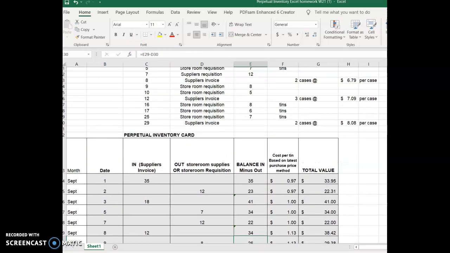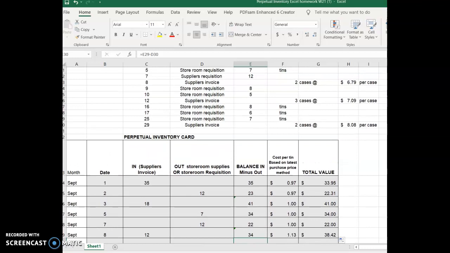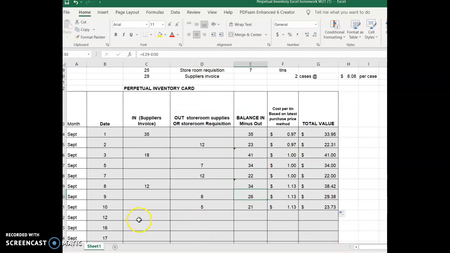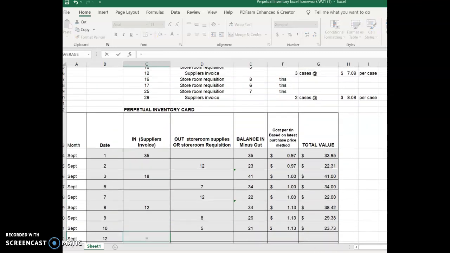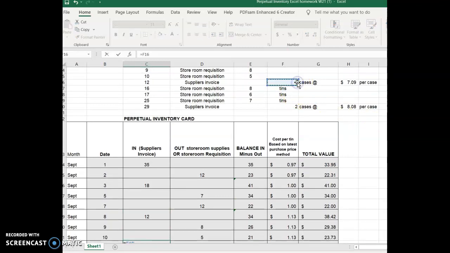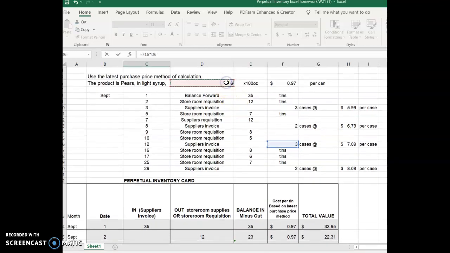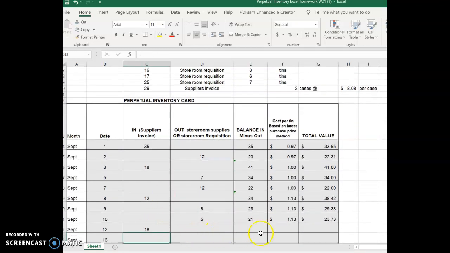Okay, so now we have another invoice. So again, I'll show you how to do the roundup feature. So we're going to do the same. We have 3 cases coming in. So you want to do 3 cases multiplied by 6 tins per case equals 18.